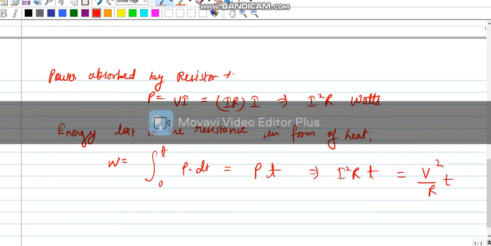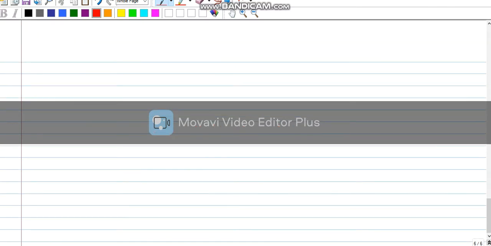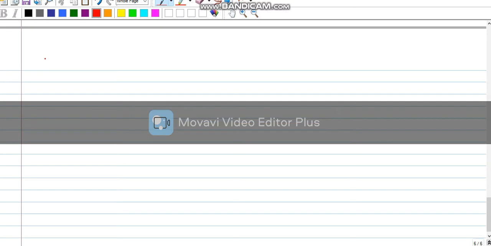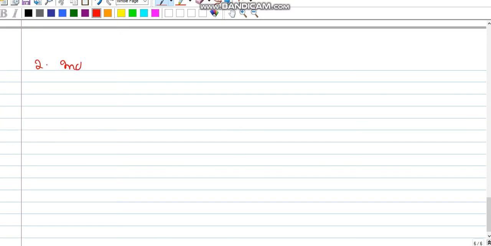So now moving to the next. The second circuit element is inductance.